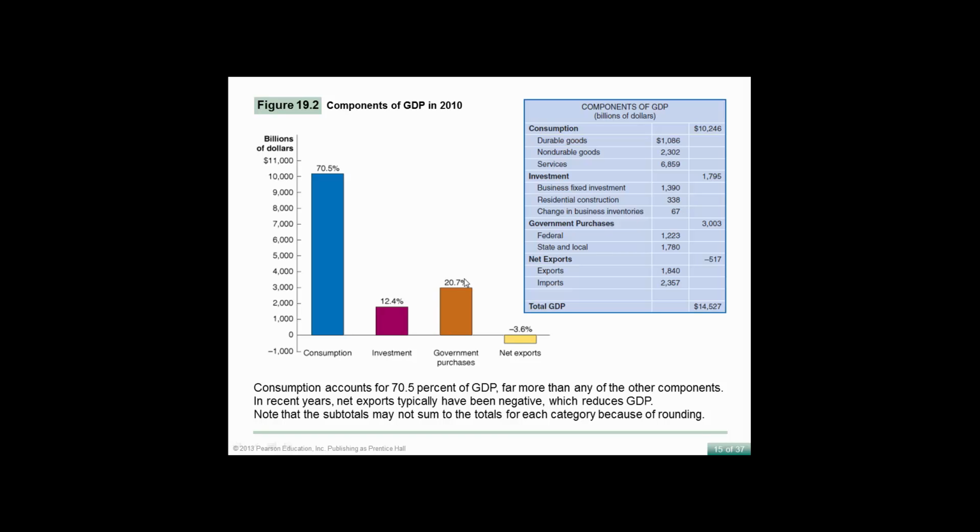And then purchases, federal government, actually the state and local government outspent the federal government in this. And then net exports is actually negative 3%. So it subtracts from GDP because we export 18, these are in billions, 101.84 billion, and imports are more than that. So total GDP is $14,527 billion.